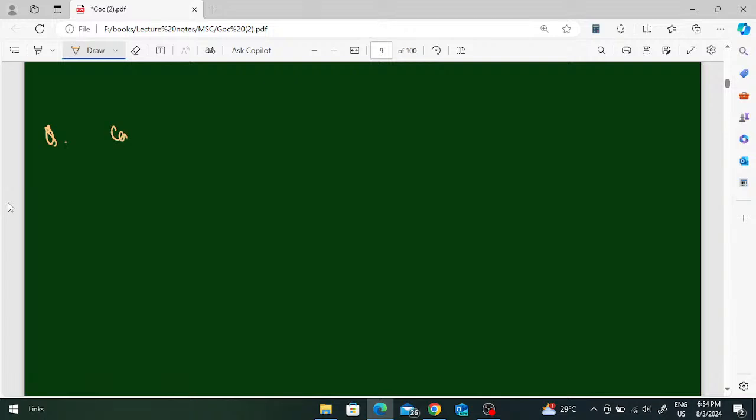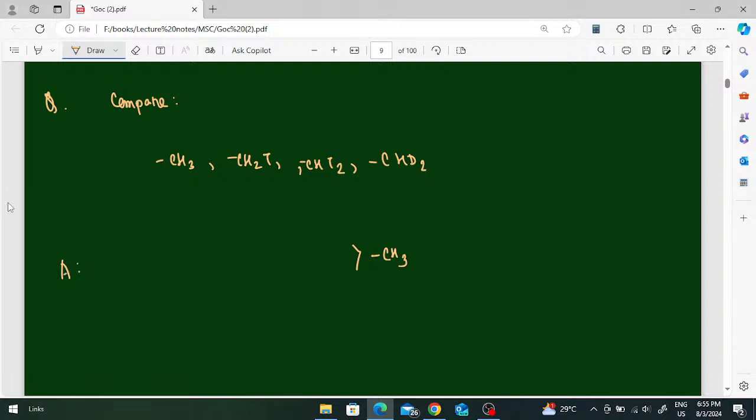Say if I have to compare among CH3, CH2T, CHT2, and CHD2. If I have to compare among these four, which one do you think? Obviously, CH3 has to be last of all, because it does not have higher isotopes. So this one's over. What about the rest of the three?